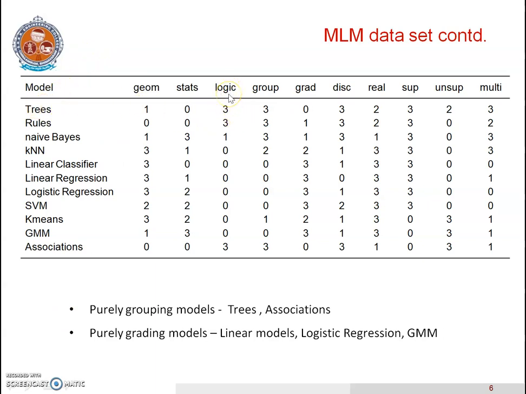So from this particular table, we can see that models like trees and association rules are purely grouping models, because we have a value of 3 here for the trees and association rules. Similarly, we can see that the grading models are the linear models: linear classifier, linear regression, logistic regression, and the GMM. All these are purely grading models. So in that way, we can understand the properties of all the machine learning models from this dataset.